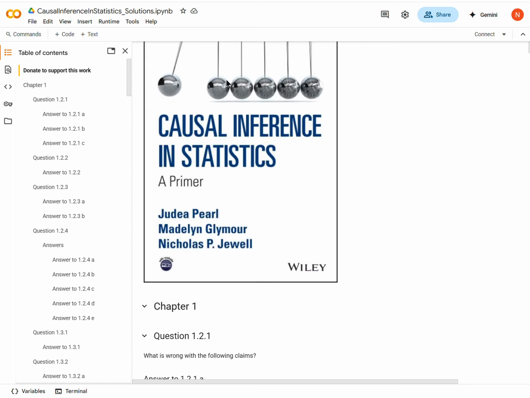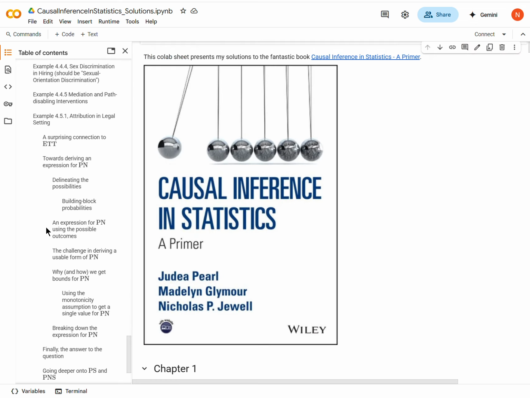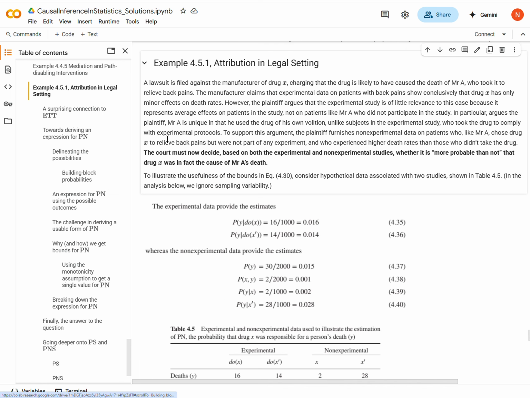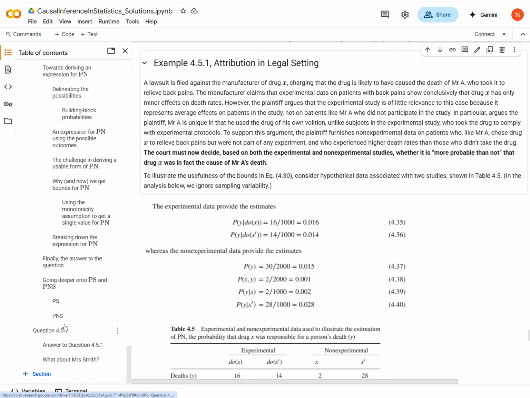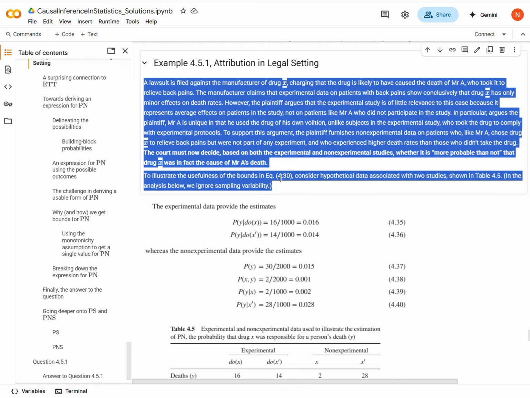Causal inference in statistics right here. And we are on example 4.5.1. And this is going to be rather lengthy, so you may need to watch it a couple of times. But we go from here all the way down to here. All right. So here's the basic prompt, and I think that I will read this verbatim.